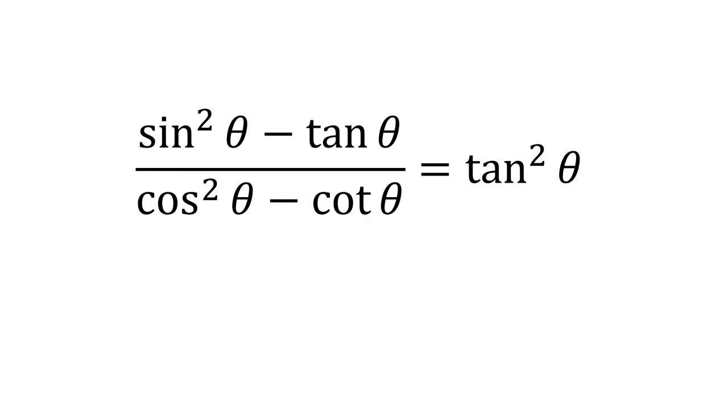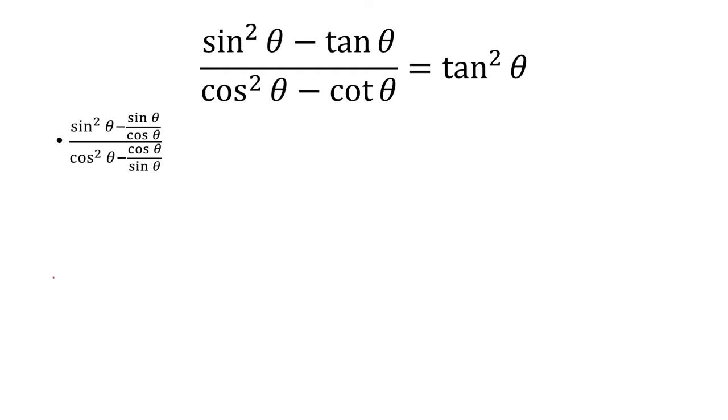In this video, we'll be proving this trigonometric identity. The first step here is to rewrite tangent and cotangent in terms of sine and cosine. So tangent theta is sine theta over cosine theta, and cotangent theta is cosine theta over sine theta.